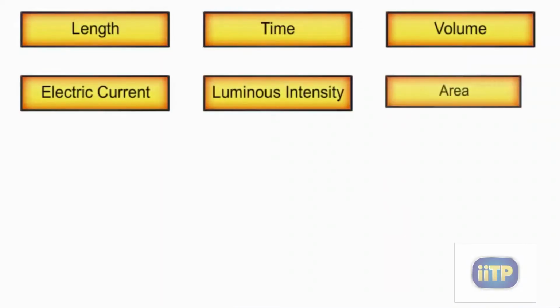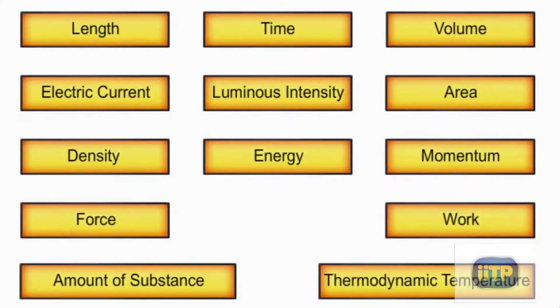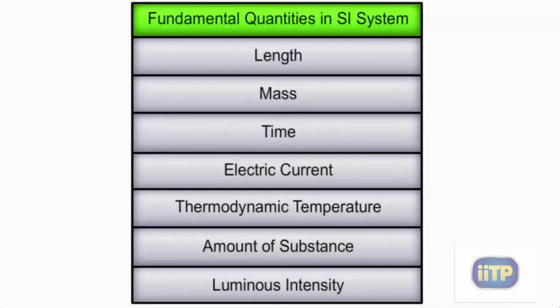About different physical quantities, of which 7 are considered fundamental according to the SI system of measurements, while the others are derived physical quantities. The 7 fundamental quantities are length, mass, time, electric current, thermodynamic temperature, amount of substance, and luminous intensity.